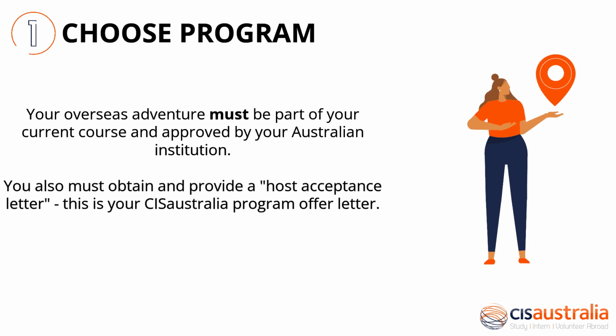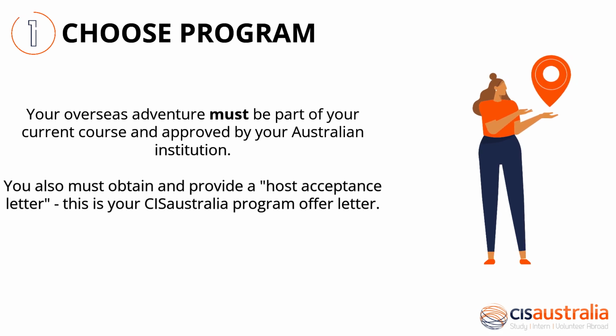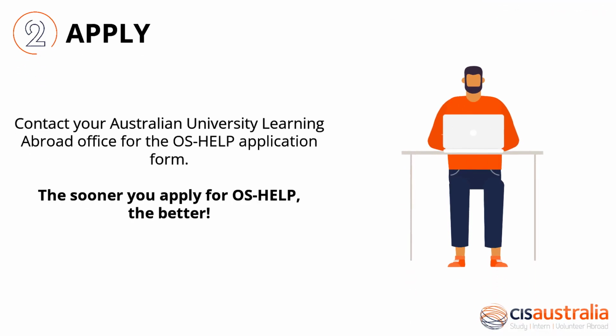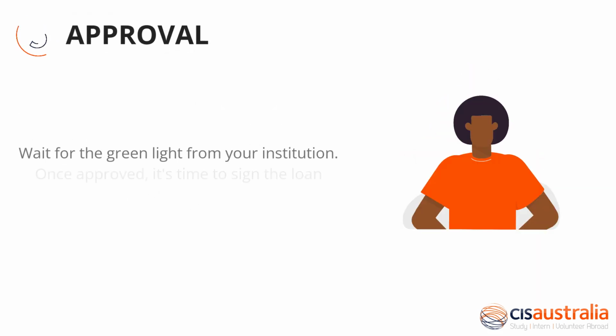Your overseas adventure must be part of your current course and approved by your institution. You also must obtain and provide a host acceptance letter in your application. This is your CISaustralia program offer letter. Step 2. Apply. Contact your Australian university's Learning Abroad office for the OS Help application form. It is crucial you apply directly through your campus, as each university controls its own unique application process. Please note, the sooner you apply, the sooner your application can be processed.